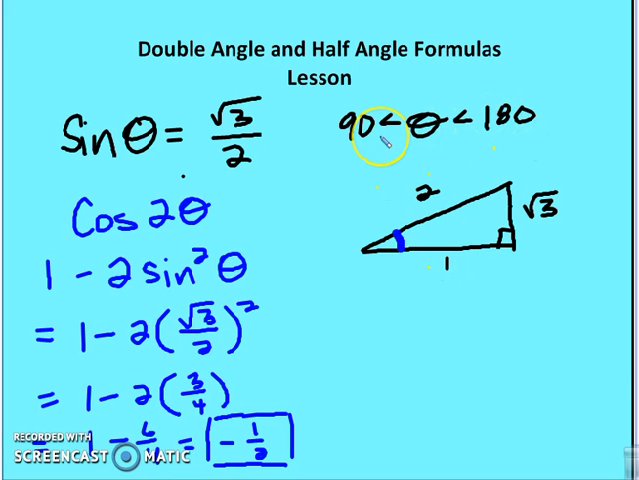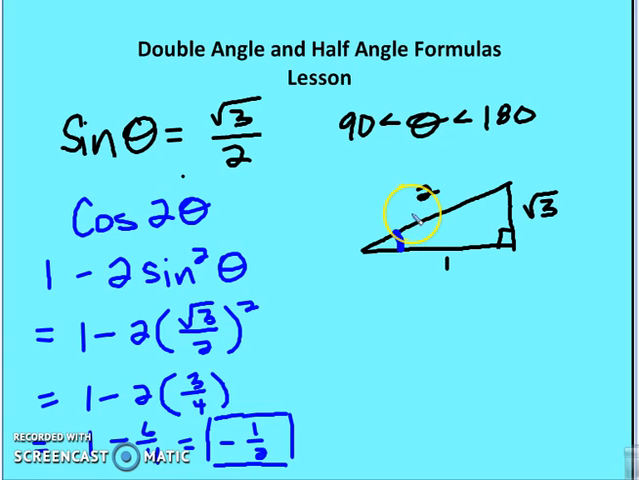I know it's in the second quadrant, so I can rewrite this as cosine 2 theta. In this case I don't need to evaluate for cosine, although I can if I want, but I'm just going to use the value that I have for sine as root 3 over 2. 1 minus 2 sine squared theta: I substitute root 3 over 2 for sine theta. So it ends up being 1 minus 2 times root 3 over 2 squared, which is 1 minus 2 times 3/4, which is 1 minus 6/4, or negative 1/2.